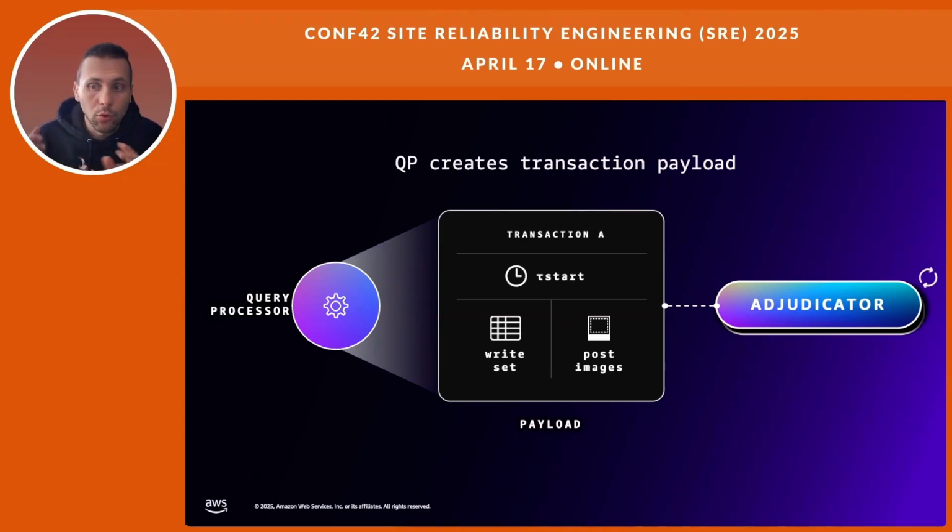A payload will contain the write sets, which are the items that you modified, copies of the table rows applying the effects of a transaction. The payload also contains the transaction start time, which is the T-start, which is a crucial element in committing or aborting the transaction. So let's look at how this works.